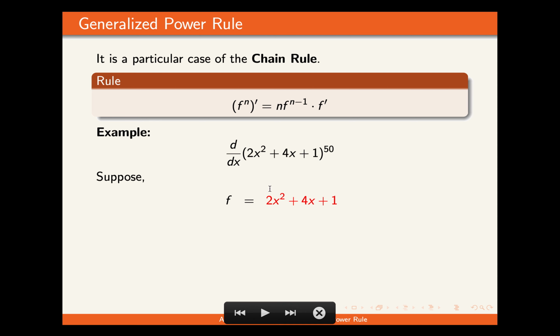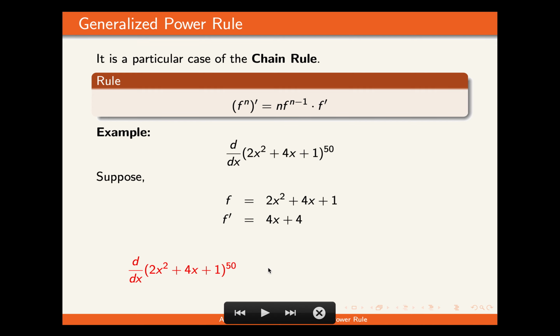What is the derivative of 2x squared plus 4x plus 1? Derivative of 2x squared with respect to x will be 4x, right? Derivative of 4x with respect to x will be 4. Derivative of 1 with respect to x will be 0. So f prime is 4x plus 4. So we have all the information that is necessary to use the generalized power rule. So let's apply that.